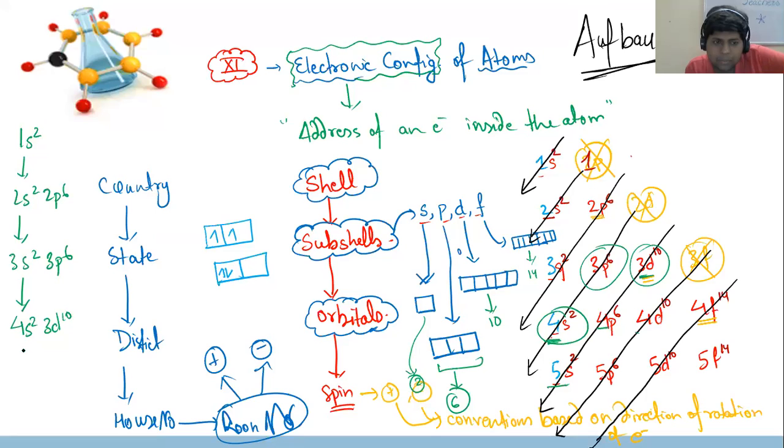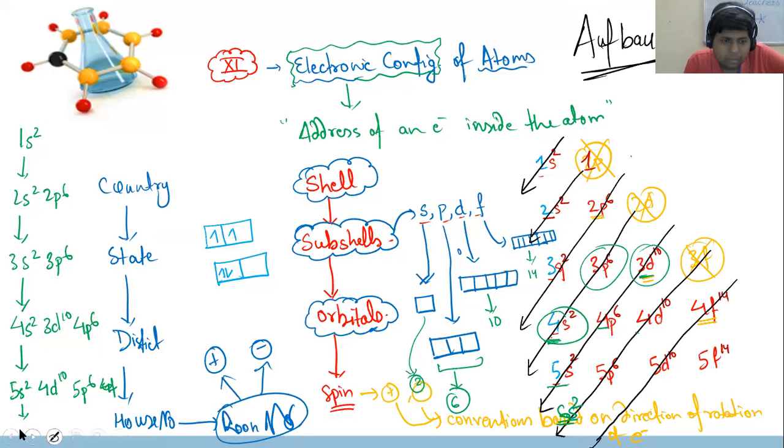What will come after 3d10? Tell me. After 3d10 comes 4p6. After that 5s2, then 4d10, then 5p6. After 5p6 comes not 4f14 but 6s2. Okay, 6s2. You get the point, right? This is the order in which the electrons will get filled.